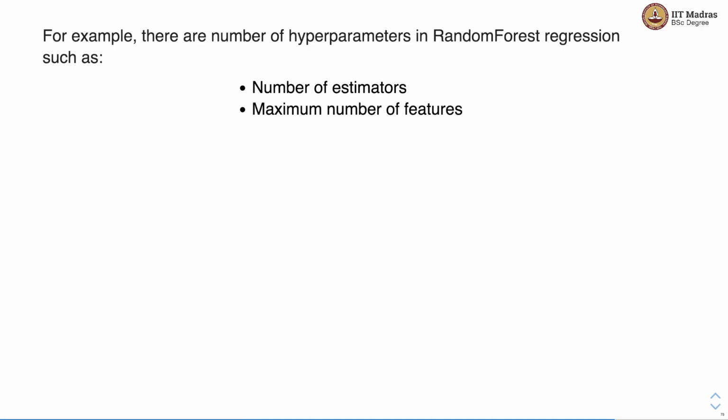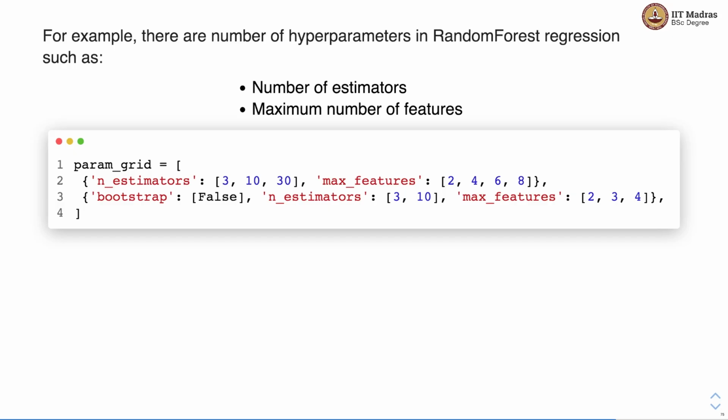There are a number of hyperparameters in random forest regression, such as the number of estimators and the maximum number of features. So we specify the parameter grid, or the combinations of parameters to try, in the form of a parameter grid. In this case, we specify the number of estimators to try to be a list of three numbers: 3, 10 and 30. And the maximum features that we want to try is 2, 4, 6 and 8.